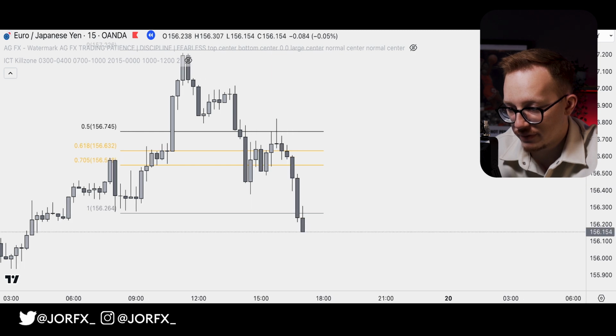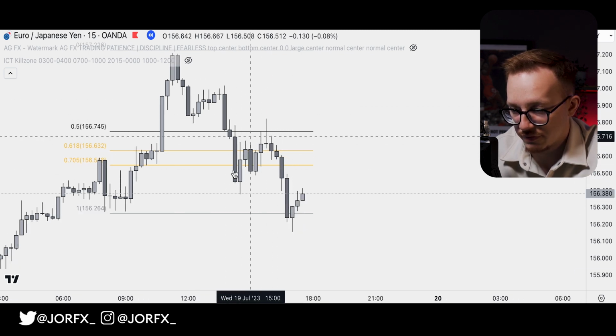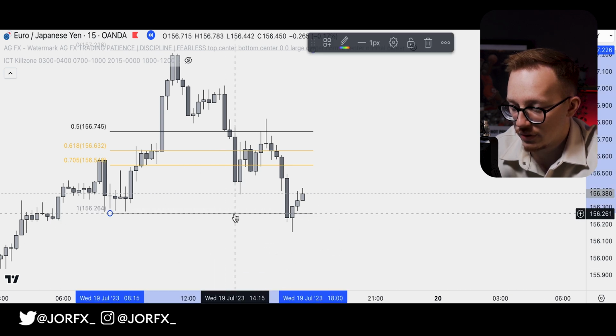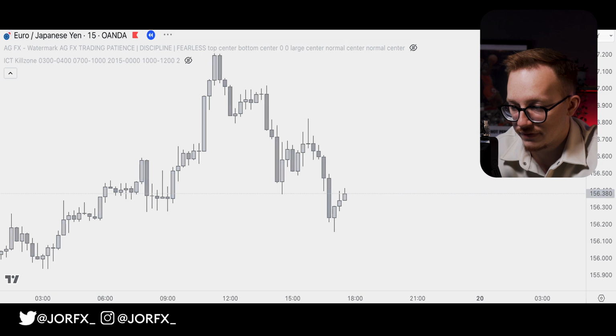Came to our optimal trade entry. Did not give us an entry. No fair value gaps, anything like that. Right here we broke the previous lows. So now we are switching our bias on the 15.